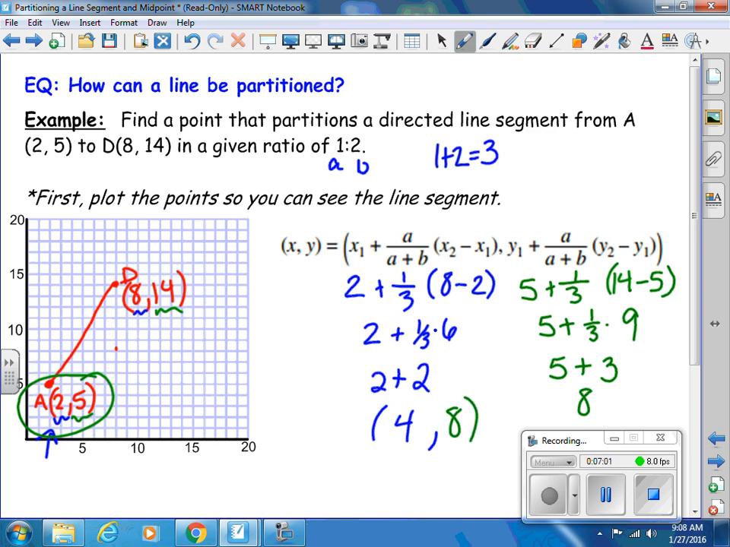Which means that we have partitioned this in a 1-to-2 ratio. So if we go to the point 4, 8, this is the point that segments that ratio in a 1-to-2. There's 2 congruent parts on the right side of that point and 1 on the left.